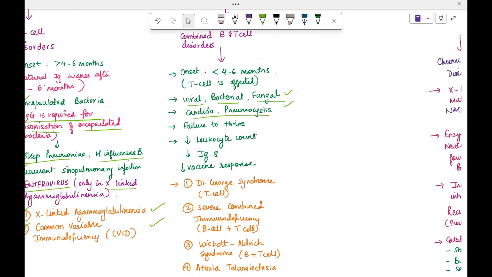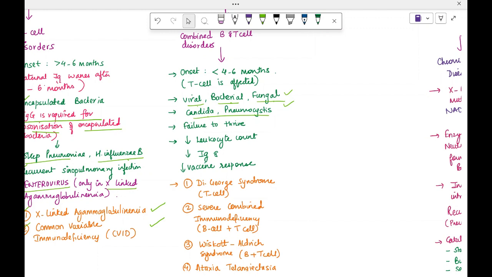As we have seen, till 3 to 6 months we have maternal immunoglobulins which are protecting the infant. So when there is a T cell disorder or a combined T cell and B cell disorder, it will present before 4 to 6 months. Also we know that we need cellular immunity for viral, bacterial, and fungal infections, and opportunistic infections like Candida and Pneumocystis. So the patient will show these infections.